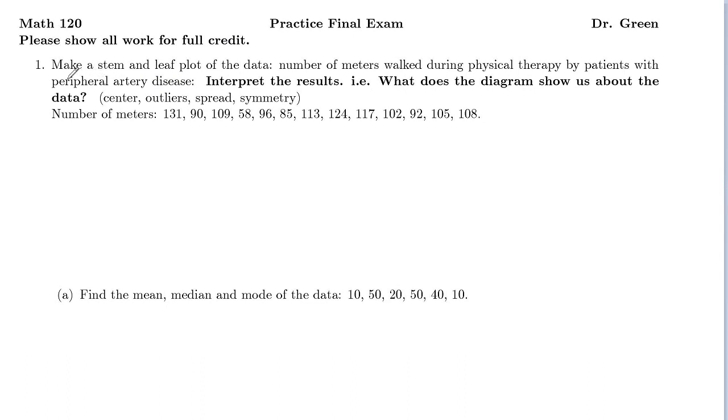We are first starting here looking at a stem and leaf plot for data. These are numbers of meters walked during physical therapy by patients with peripheral artery disease, and they want us to interpret the results. So for us, remember, that means center, outliers, spread, and symmetry.